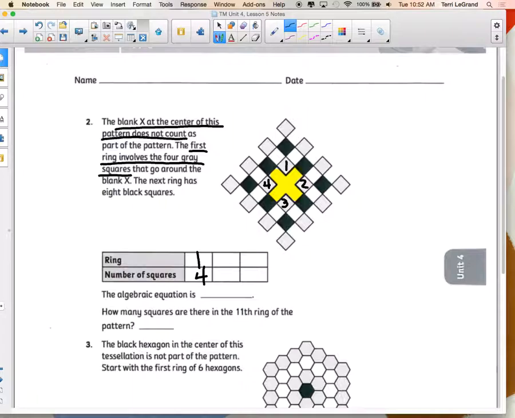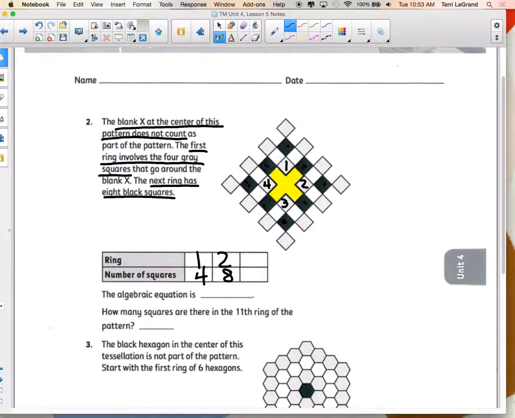But then it tells us something else. What does it say for the next thing? Harley? The black squares for the second one. Okay, how many are there? Yeah, so it says the next ring has 8 black squares. So ring 2 has 8. It's already told us. So let's look at what they counted in between. 1, 2, 3, jumping over 4, 5, 6, 7, 8. I started down here. 1, 2, 3, 4, 5, 6, 7, 8. So ring 2 has 8 of them.